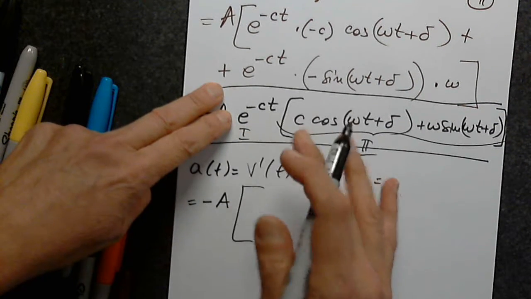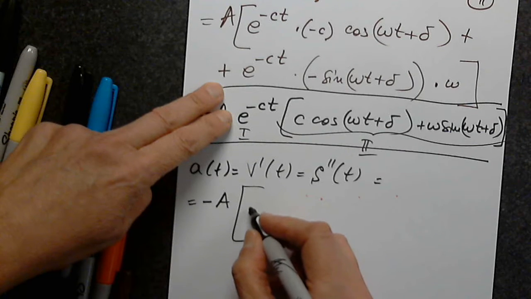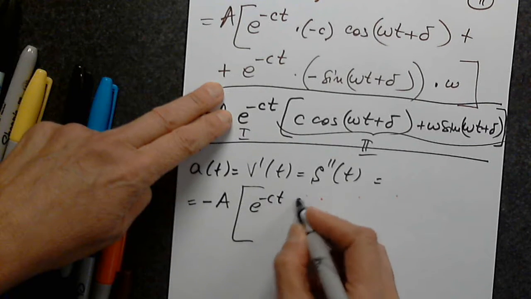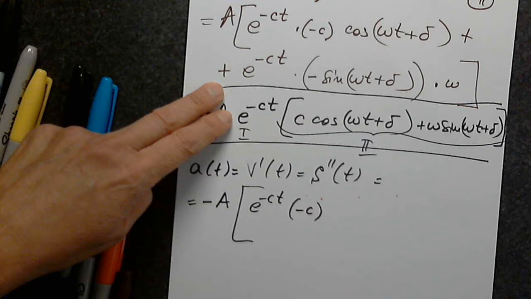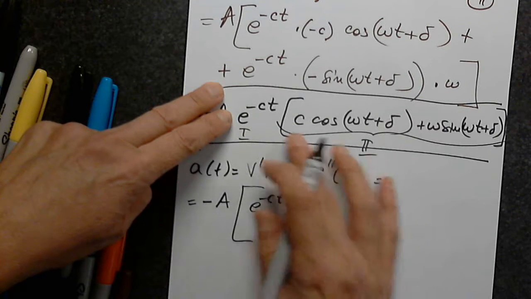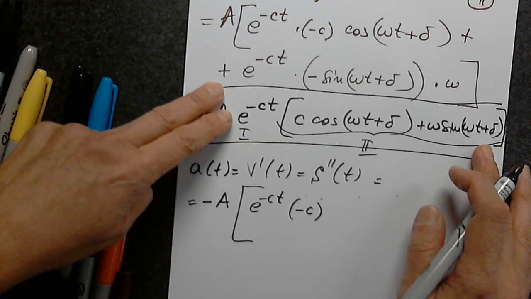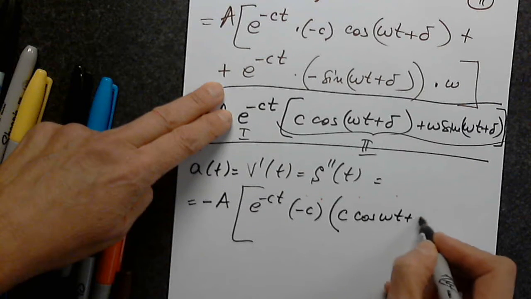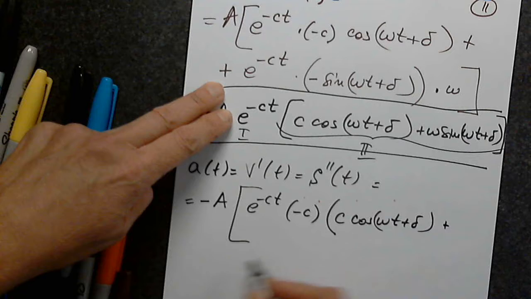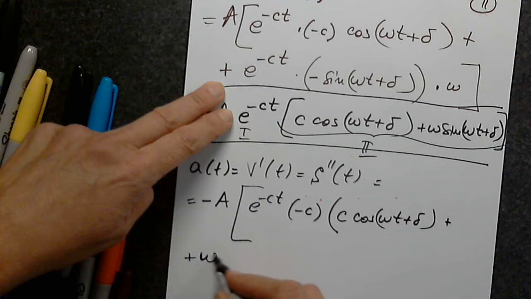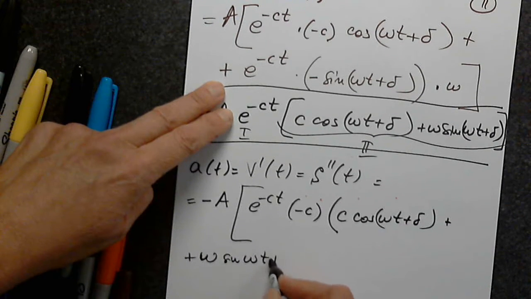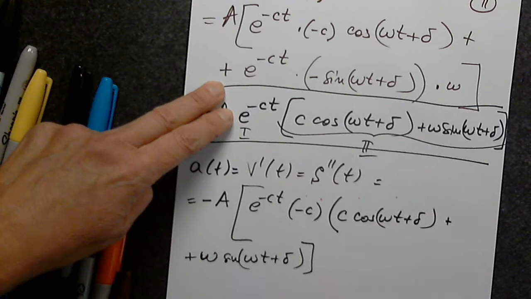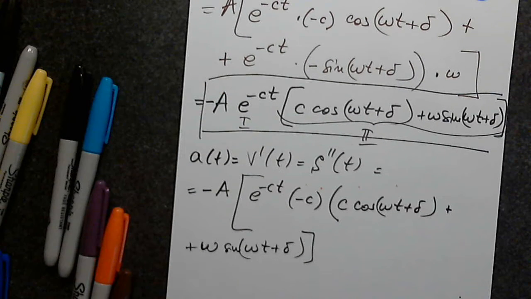e to negative ct prime. It's negative c. e to negative ct times negative c, multiplied by all this. So multiplied by c cosine omega t plus delta and plus omega sine omega t plus delta. I have to keep my parentheses straight. So this is not a bracket.